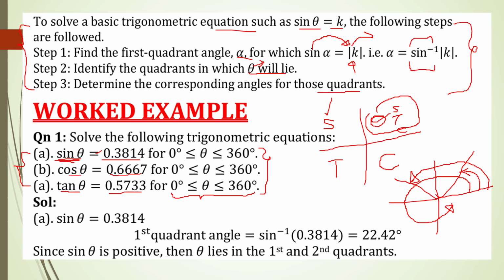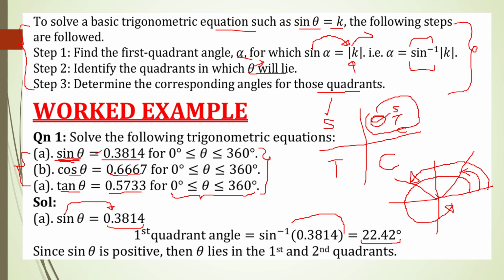So for the first solution, you are given that sine theta is equal to 0.3814. To get the first quadrant angle, we simply take sine onto this side. So it's going to be arc sine, or inverse sine, of 0.3814. You get your calculator and press this expression the way it is. Angles must be to 2 decimal places strictly. So the angle which lies in the first quadrant is 22.42 degrees.